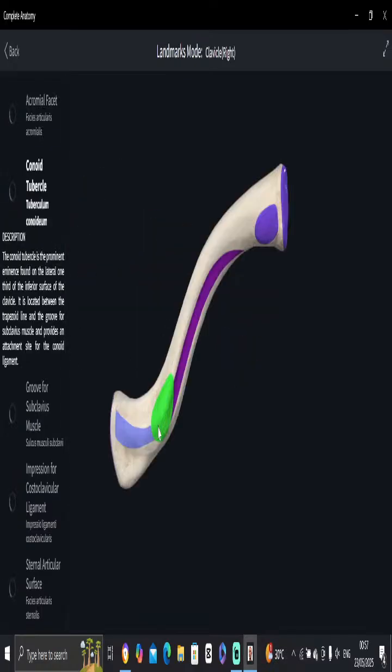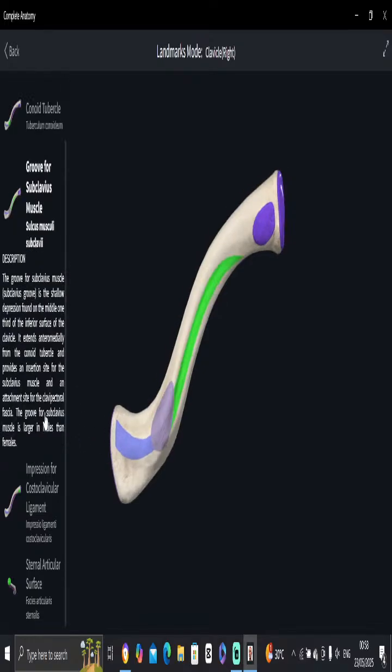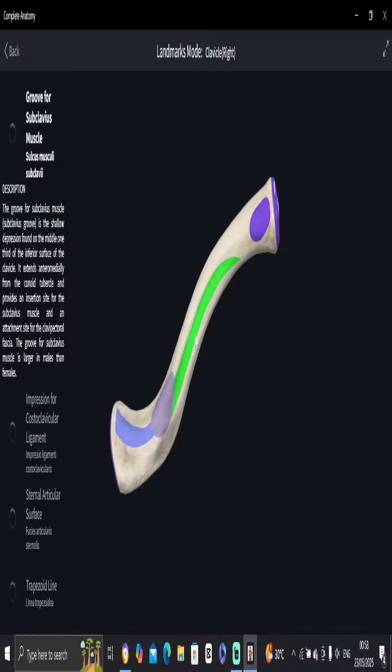There's the conoid tubercle, just on the inferior surface of the lateral third of the clavicle. It serves as the attachment point for the conoid ligament. There's a groove for the subclavius muscle. So this groove is the groove for the subclavius muscle. Generally, it seems to be larger in males than in females.